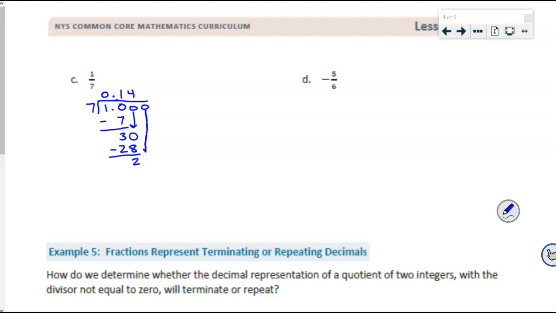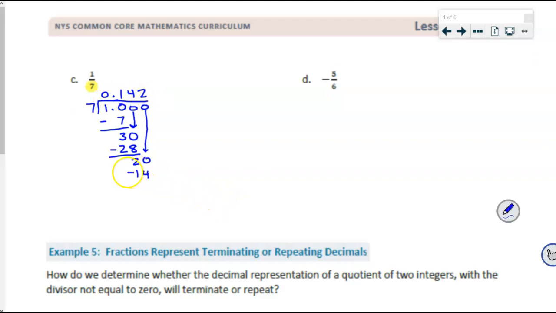Annex a 0. Can 7 go into 20? Yes, it can. 2 times. It is going to be a repeating decimal. I'm glad that you recognize that. I know that because 7 doesn't have factors of only 2 and 5. The only factors of 7 are 7 and 1. So it is going to be repeating, but I haven't seen any repetition yet, have you?